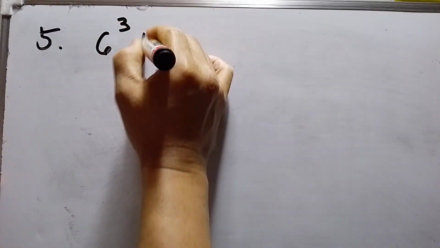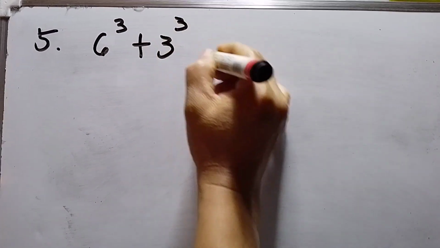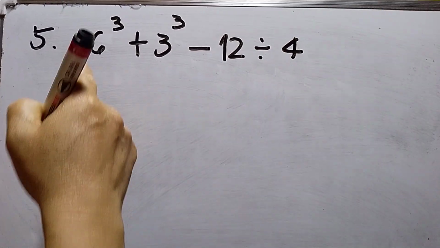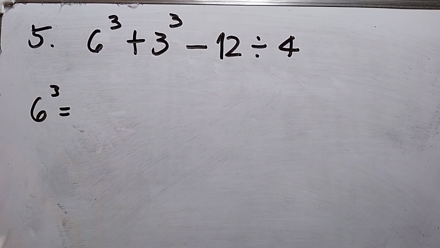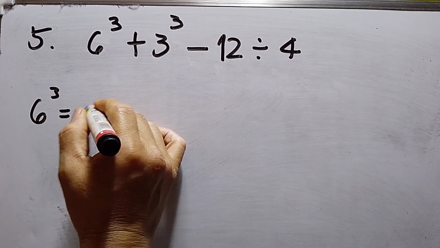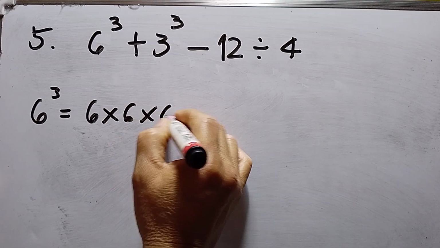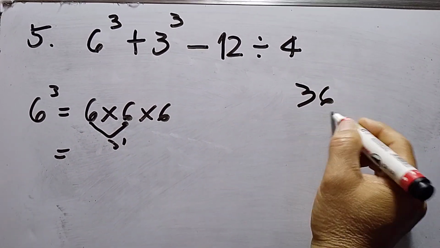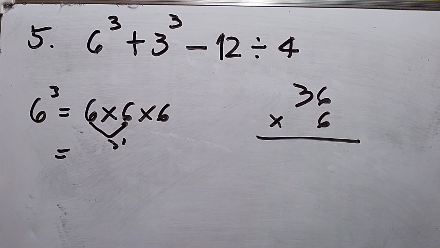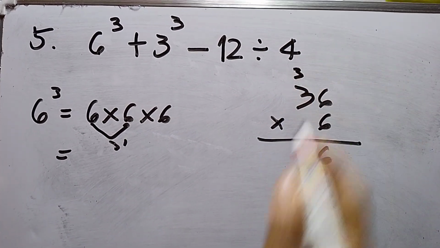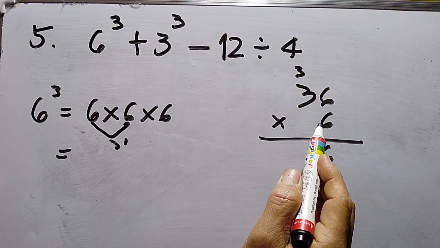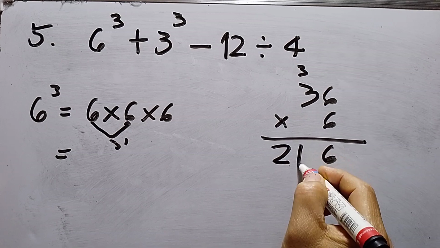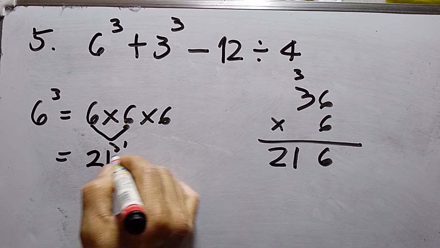6 to the third power plus 3 to the third power minus 12 divided by 4. So 6 to the third power. So multiply itself 3 times. 6 times 6 times 6. So this will be 36. 36 times 6. This is 36, carry 3. 3 times 6 is 18, plus 3 is 21. So I have here 216.